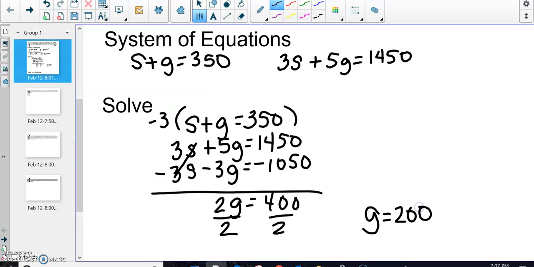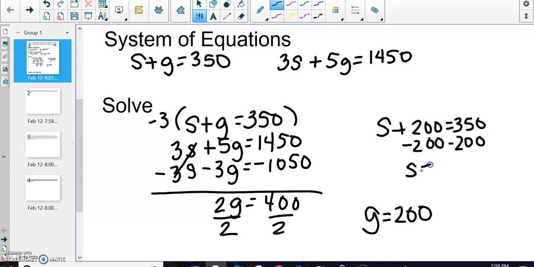Okay, and I can plug it back into the original S plus G. So S plus 200 now is going to equal 350. So subtract the 200, and S is equal to 150. So there were 200 general admission tickets sold, and there were 150 student tickets sold.